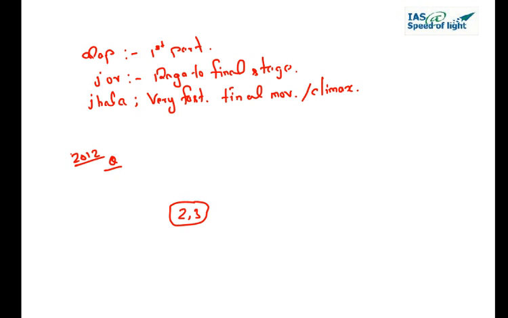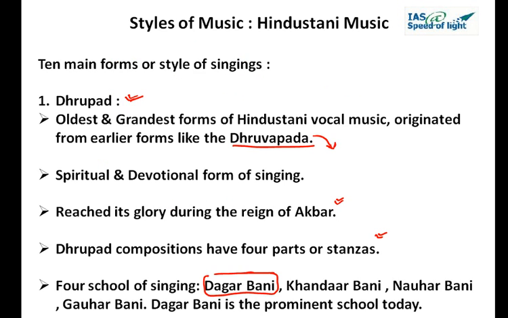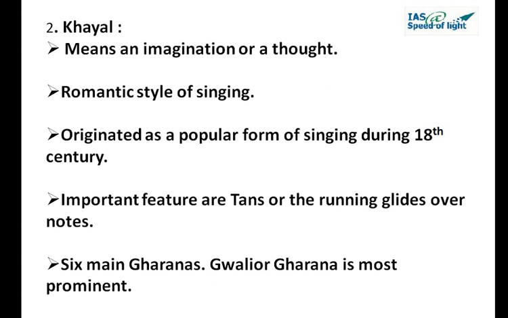The second option was that Drupad is essentially a devotional and a spiritual type of music. Yes, that we have heard, got from the Vedic period. And the third point was that Drupad Alap uses Sanskrit syllables from mantras. So this was also true. So if you could have found out the first one, which is wrong, that it originated and developed during the Mughal and the Rajput period, you could have marked the right answer. In 2012, this question was asked on Drupad. Now the second form of singing is Khayal.